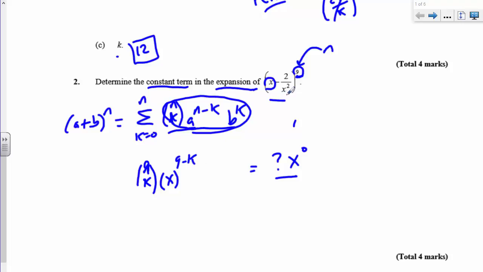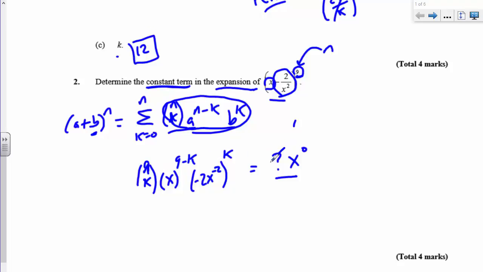Times b. b is this part right here, the second term. That's what we're doing here, the second term. And I'm going to rewrite this instead of a fraction. I'm going to write it as negative 2 times x to the power of negative 2, since it's the same thing. And we're going to raise this to the power of k. And I have no idea what that is yet. Anyway, this is equal to some number times x to the power of 0, because this will yield a constant term that I want. So we're just going after one term in this expansion.